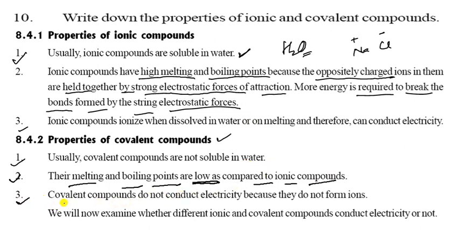So you can see the first property: usually covalent compounds are not soluble in water. That means they are not soluble in water. Second is their melting and boiling points are low. Always remember, their melting and boiling points are also low as compared to ionic compounds. Now the third one: covalent compounds do not conduct electricity.